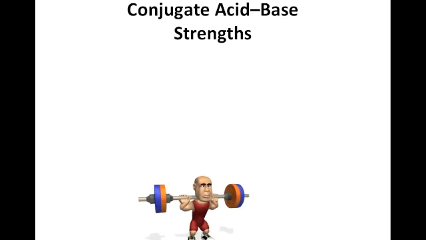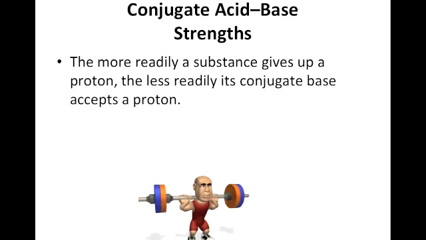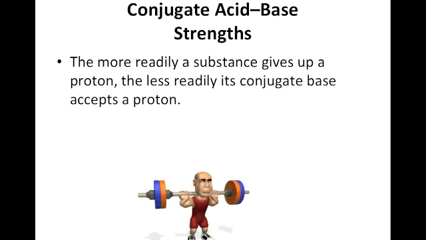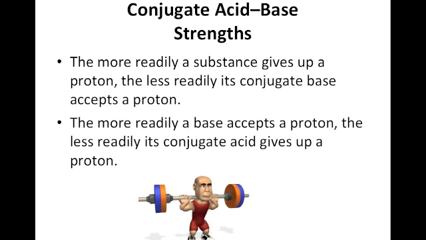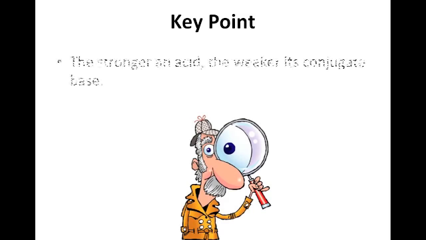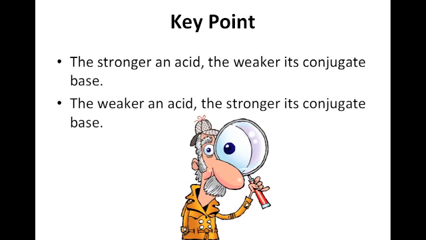Conjugate acids and bases have strengths, just like acids and bases have strengths. The more readily a substance gives up a proton, the less readily its conjugate base accepts a proton. And the more readily a base accepts a proton, the less readily its conjugate acid gives up a proton. Key point: the stronger the acid, the weaker its conjugate base. The weaker an acid, the stronger its conjugate base.